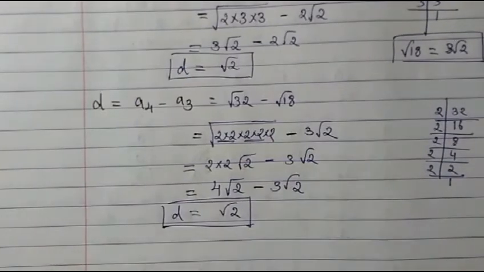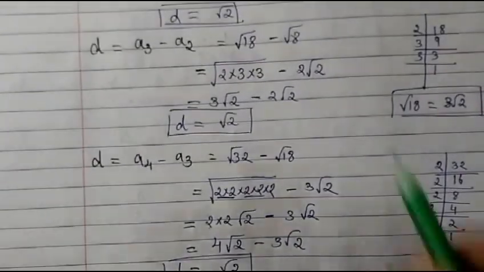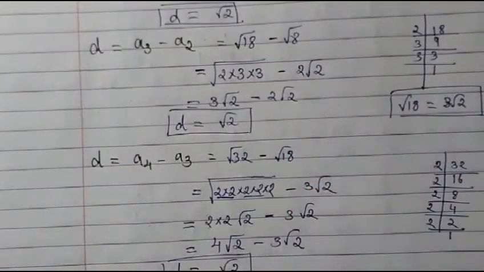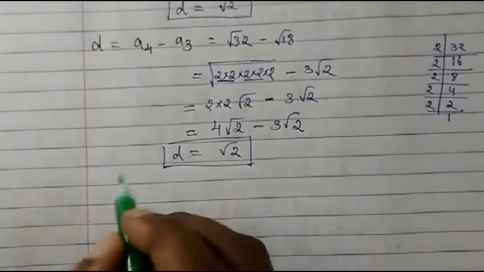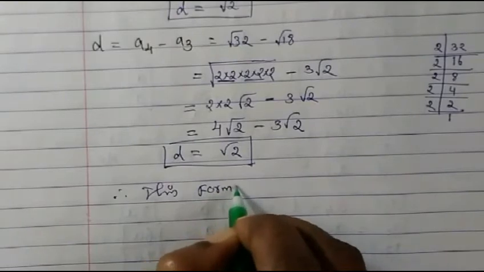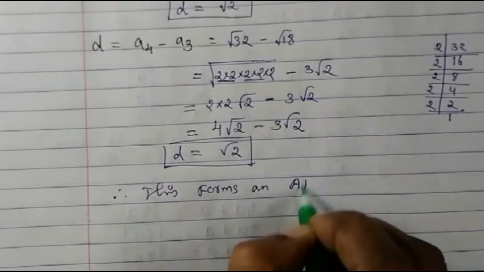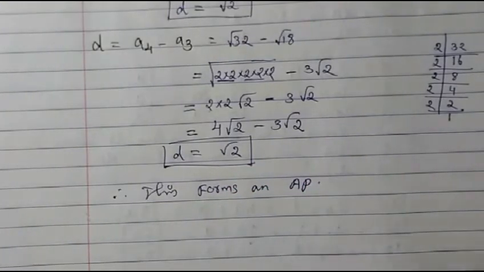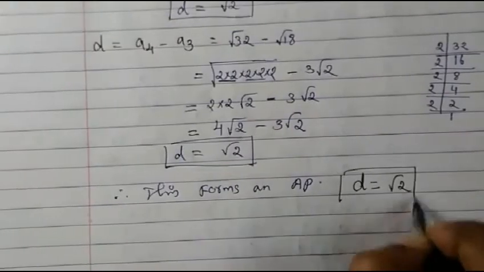Now you see here all the d values are the same. The d value is the same. Therefore, this forms an AP. If this forms an AP, what is the d value? The d value is root 2.